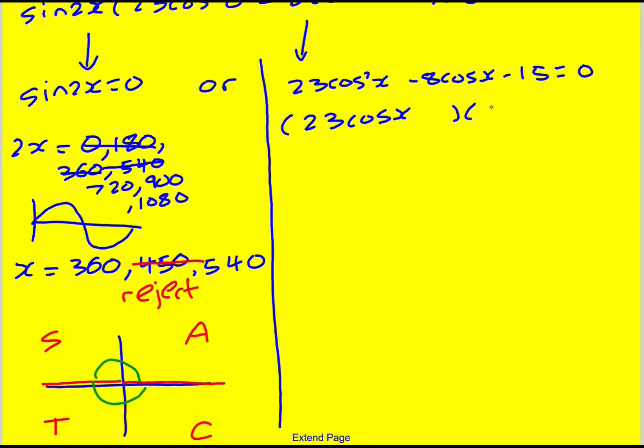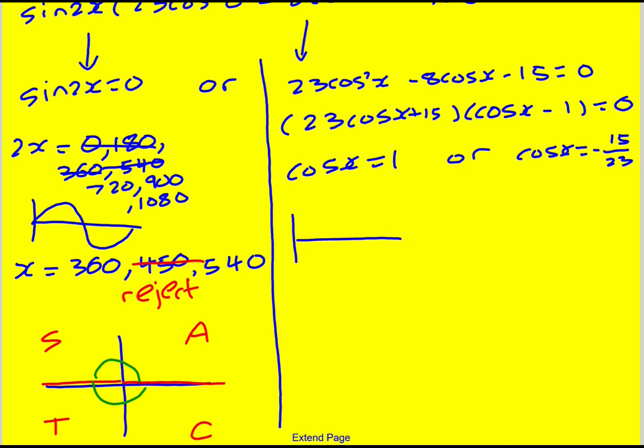So if it's going to work, 23 is a prime number, so it's got to be 23 cos x and cos x. Actually, the difference between 23 and 15 is 8. So we can put 15 here and 1 here, and it will all work out. That's a minus and that's a plus. So cos x is 1, or cos x is equal to minus 15 over 23.